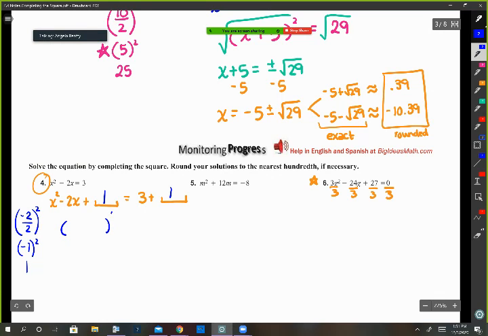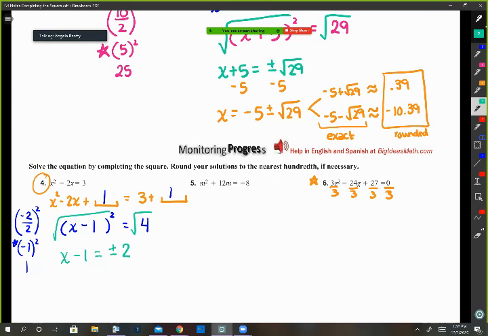On the left-hand side, we're going to rewrite. And remember, it's this value right here before you square it. So it's going to be x minus 1. And then 3 plus 1 on the right-hand side is a 4. Now we're back to what you did last class, which is get rid of the power of 2 by square rooting. So we get x minus 1 is equal to plus or minus 2. Then we add 1 to both sides to get our final answer.